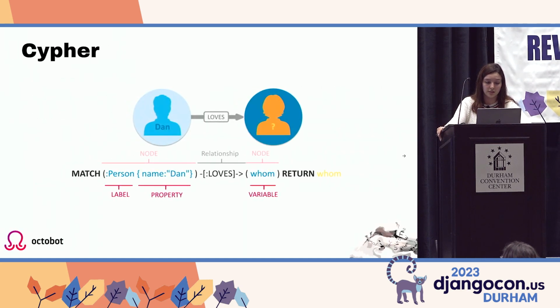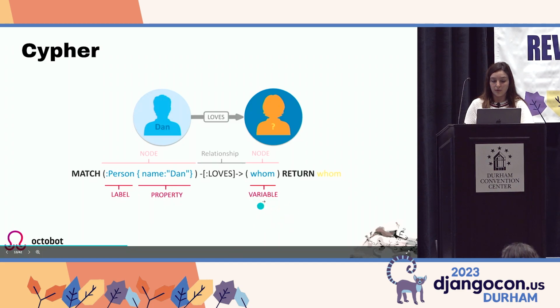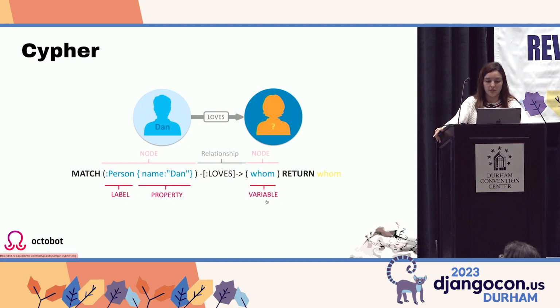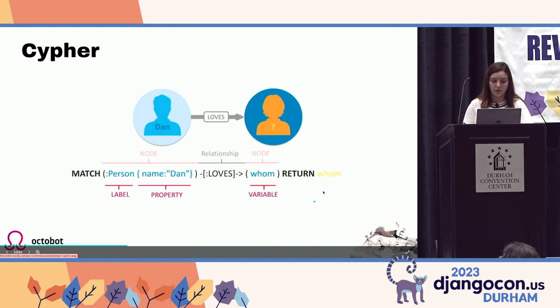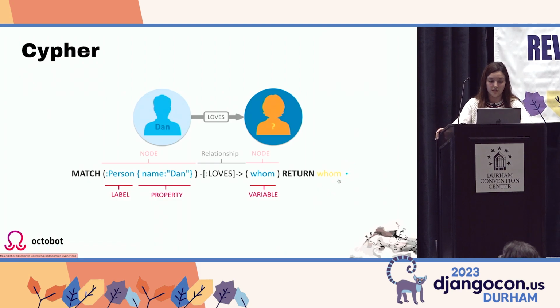I think that's fantastic. And here is a small example where we want to know all the people that Dan loves. So in this example, this is a variable that can be, for example, he can love cars or whatever the labels can be in this graph, and we will return all the labels that he loves.